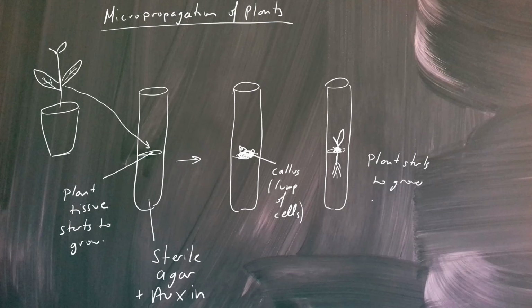And what we do is we transfer it to a medium with less oxygen, because we want to make sure that the plant starts to grow normally. And sometimes we also add another hormone, a plant hormone called gibberellin. And it's another hormone. Yeah?